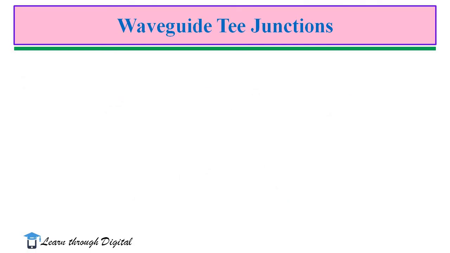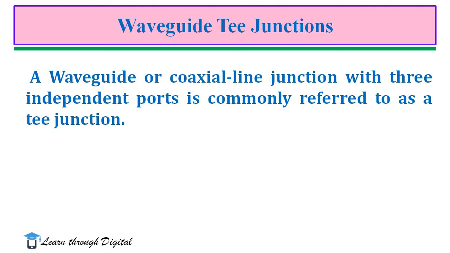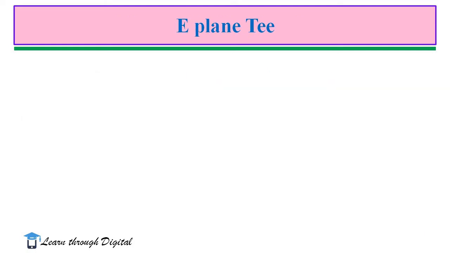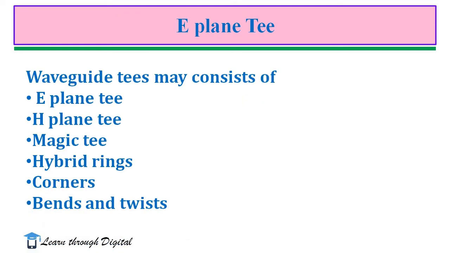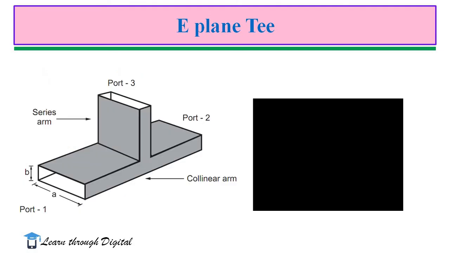Before going to discuss the T-junction, let's have a small look at the waveguide T-junction. A waveguide or coaxial line junction with three independent ports is commonly referred to as a T-junction. Here I have listed some of the waveguide T's. It may be E-plane T, H-plane T, magic T, hybrid rings, corners, bends and twists. In this video, we are going to discuss the E-plane T.